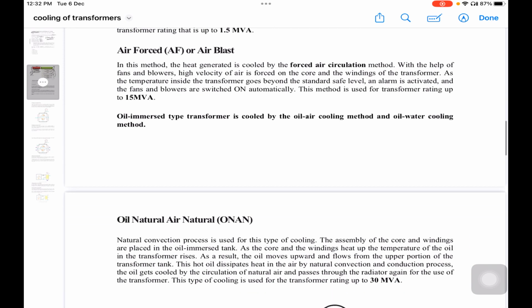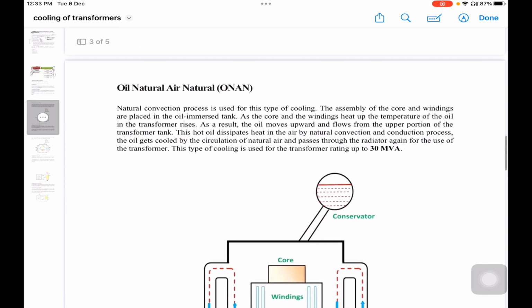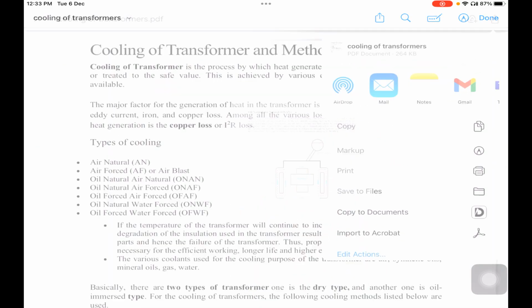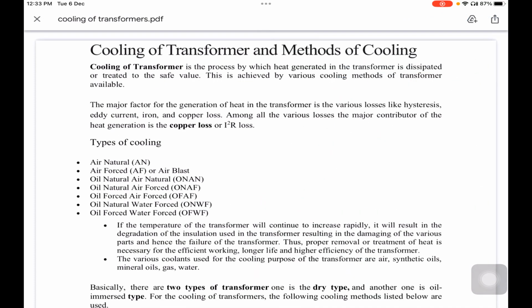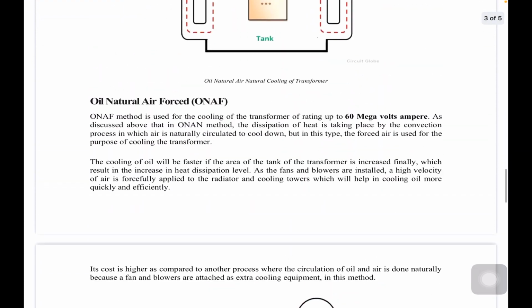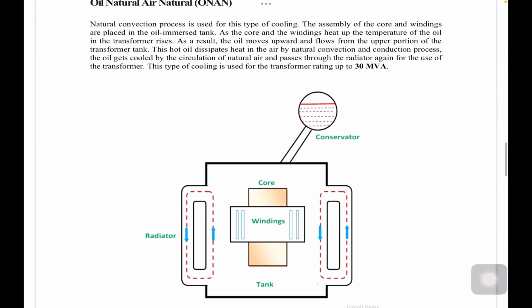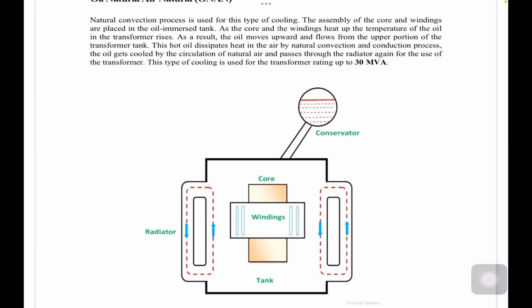Now next, the second type is oil immersed. The first one is oil natural, air natural, that is ONAN. In the ONAN technique, you can see the diagram here. Here, a natural convection process is used for this type of cooling. You can see here, you have a radiator, you have a conservator.